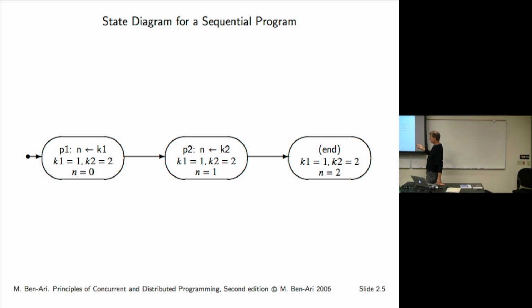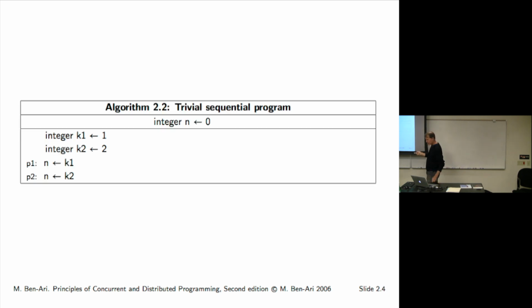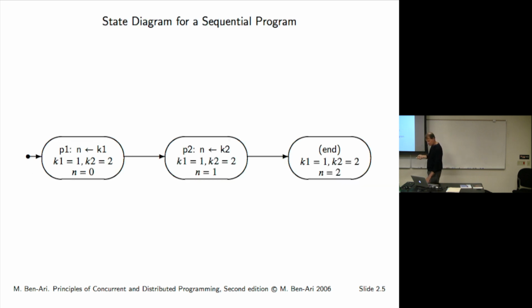So look, what does this initial node have in it, in this state transition diagram? What is the state? The state is K1 equals 1, K2 equals 2, and N equals 0. Are you with me? And then up here is the statement that's going to execute next. Does everybody see how that works? Now, if this statement executes, what happens? N gets K1, which is 1. So when that statement executes, that changes the state from n equals 0 to n equals 1 over here.